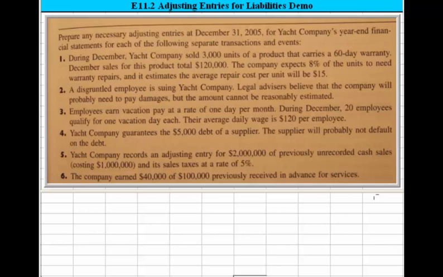Hi everyone, let's take a look at exercise 11-2, which deals with adjusting entries relating to liabilities.